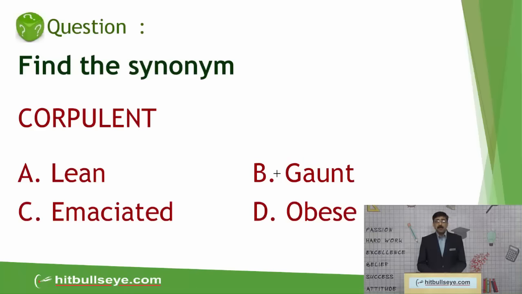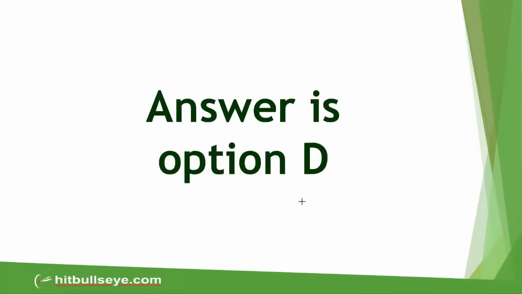Now in this question we have to find out the synonym, and the given word is corpulent. It means fat, obese. So answer is pretty clear. The answer is option D. Rest all the words mean lean and thin. Hence answer would be option D.